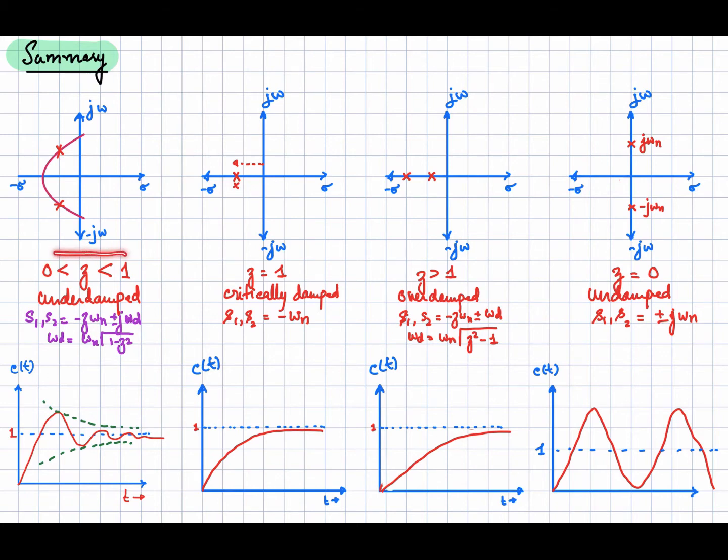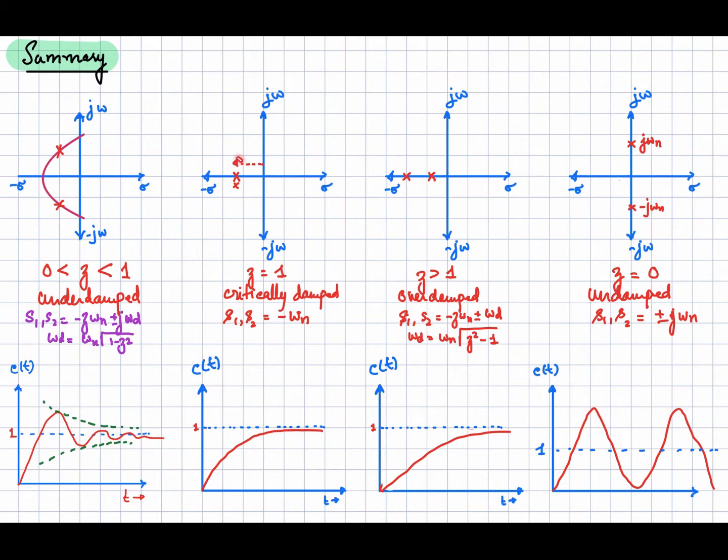When the zeta is between 0 and 1, our system is said to be an underdamped system and the poles are given by these equations. We have seen these equations in the last lecture. If we look at the step response for the underdamped system, it appears like that. You will observe some oscillations in the response and finally the response will reach the steady state.